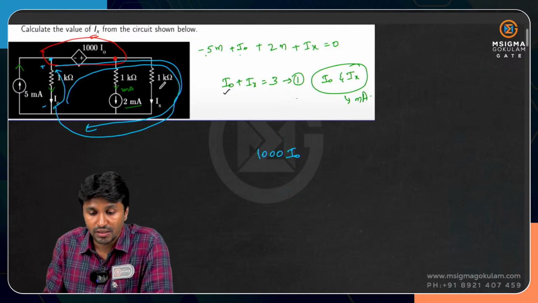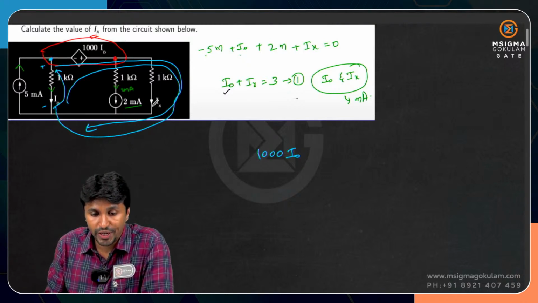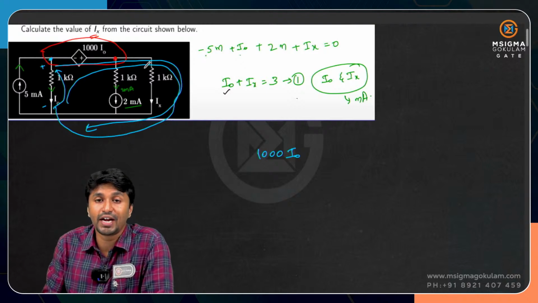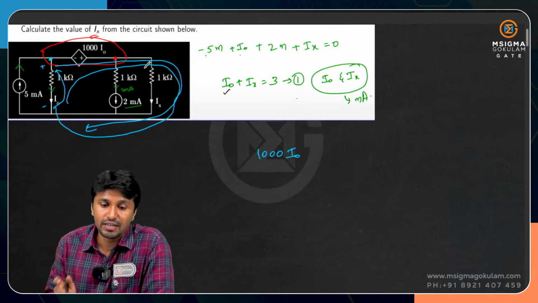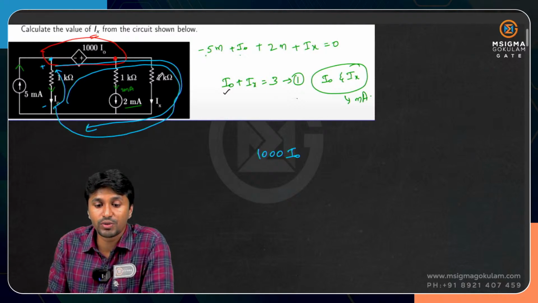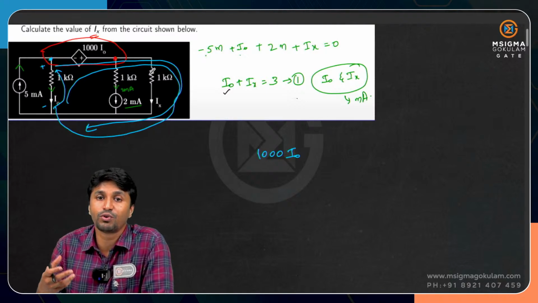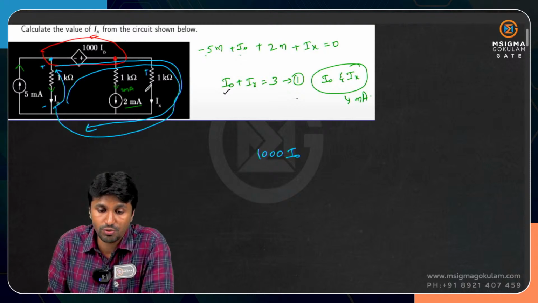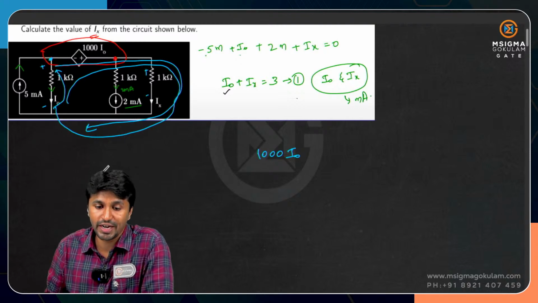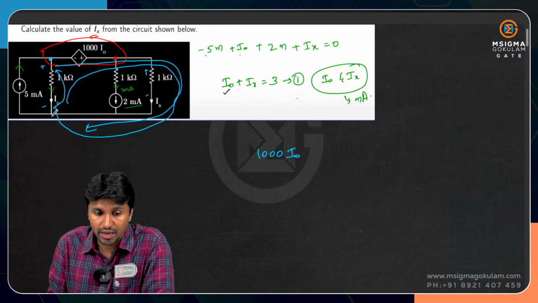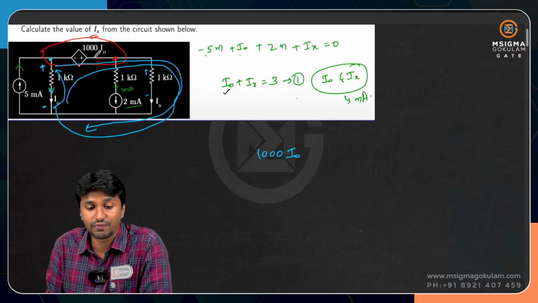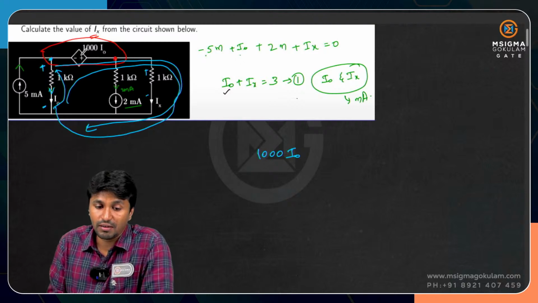Now what about this one? Current is flowing downwards, so how should I mark the polarities? Before writing KVL, make sure that you mark polarities across every element in the loop. Since current is flowing downwards, a resistor always absorbs power, so according to passive sign convention, current always flows from higher potential to lower potential. So I have marked the polarities based on the current direction. Here also current is flowing downwards, so based on the current flow I have marked the polarities plus minus. So the drop across the first element is 1000 I naught.